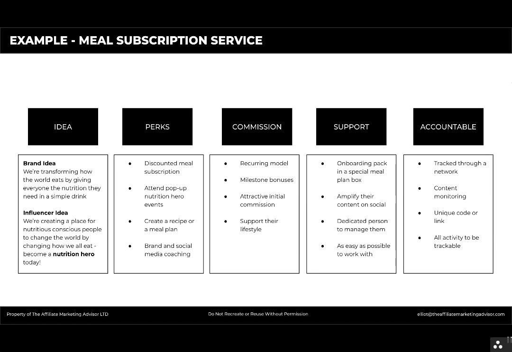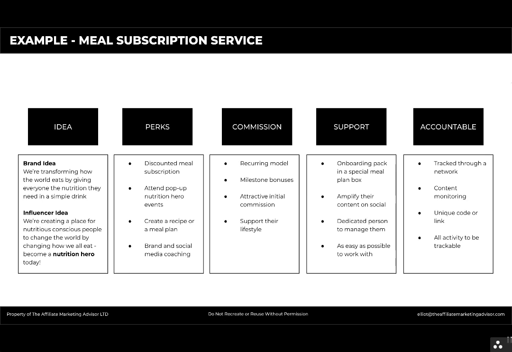Support then could be an onboarding pack in a special meal plan box. It could have written materials, feature a t-shirt, maybe feature some sort of custom food. The sky's the limit, and you can be very creative with that. Make sure to amplify their content on social media. So when they do a post that the brand's particularly happy with, it could be posted on the brand's own social channels to help them drive awareness. But it's also a great way of the brand getting free content as well.